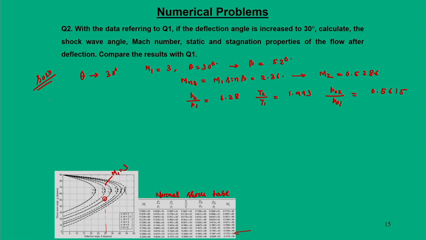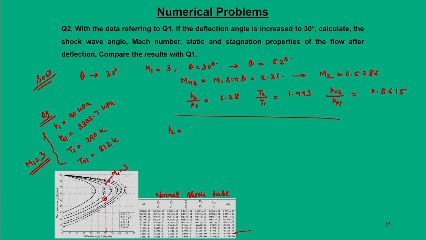Prior to this, from question 1, we already have this data: P1 90 kilopascal, P01 3305.7 kilopascal, T1 290 Kelvin, T01 812 Kelvin, and this refers to M1 equal to 3. Now, using this data we can find out the values.